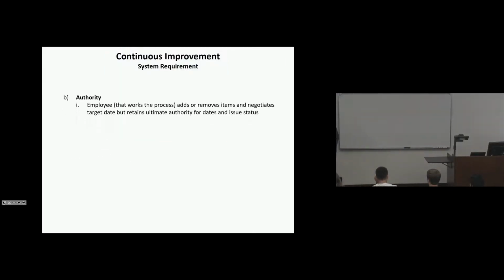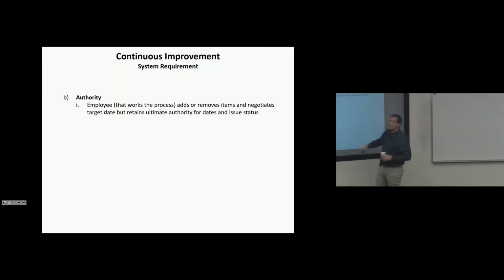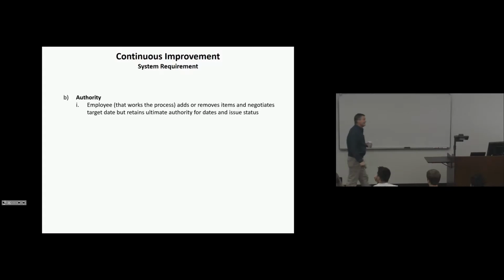Authority. The employee that works the process adds or removes items and negotiates the target date, but retains ultimate authority for dates and the issue status. Now think about that. The person that puts the parts together has more authority than anyone in the entire plant except the plant manager. That's crazy, isn't it? Essentially, that's the process. You're giving the process authority. You're trusting the people that work it.